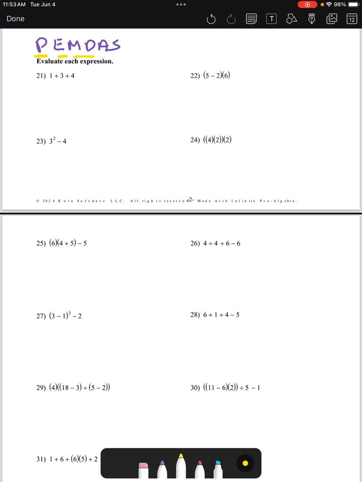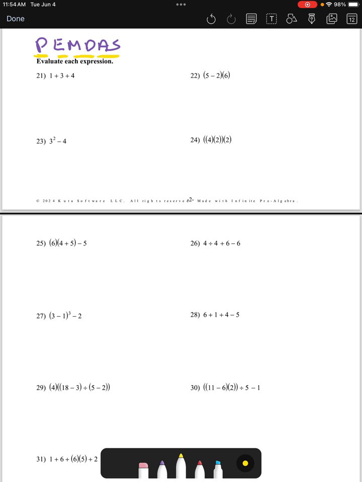The third step combines M and D. Multiplication and division are equal in terms of their priority. So once we've taken care of parentheses, once we've taken care of exponents, we're just going to go through the problem from left to right, from beginning to end, and if we see multiplication or we see division, we're going to do it.